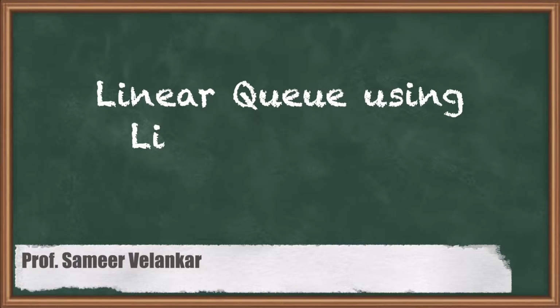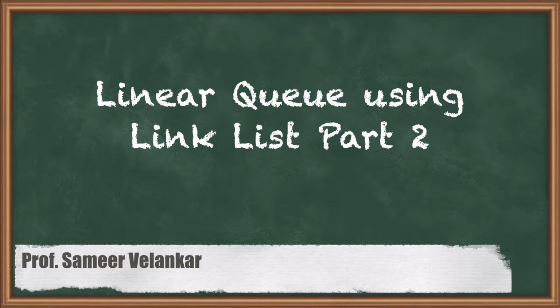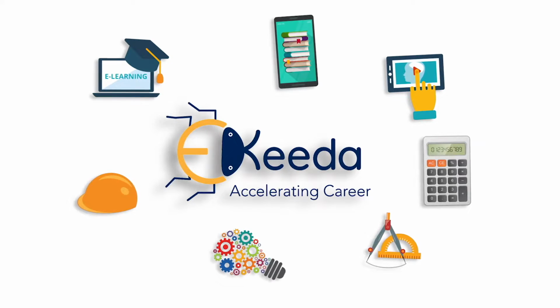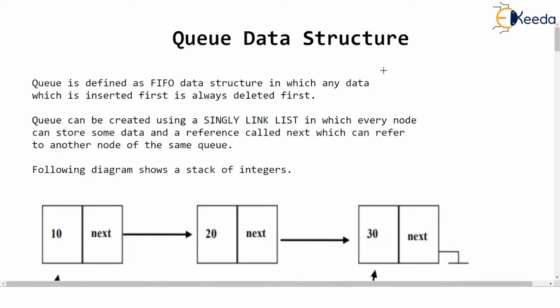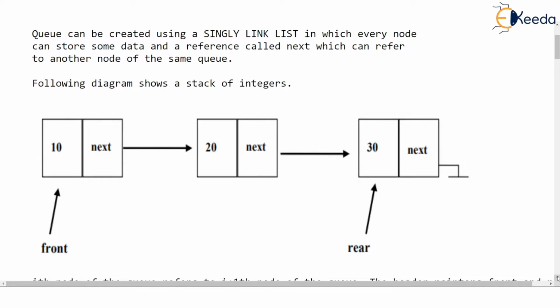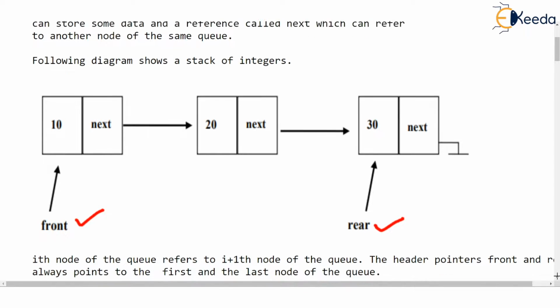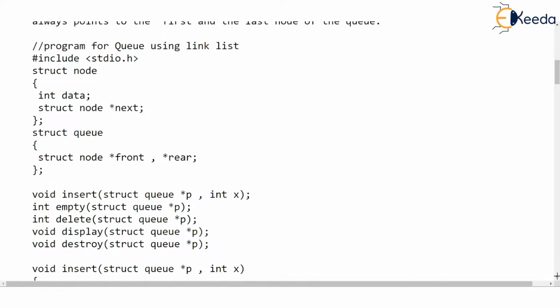Hello dear students. From this video, we will see implementation of queue in C language. In the previous video, we saw fundamentals of queue data structure and how exactly queue is constructed or seen in the form of singly linked list and why we require two pointers, namely front and rear to maintain the queue. From this video, we will see implementation of queue in C language.